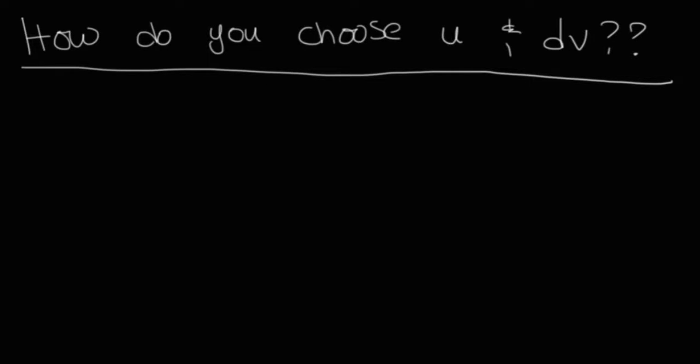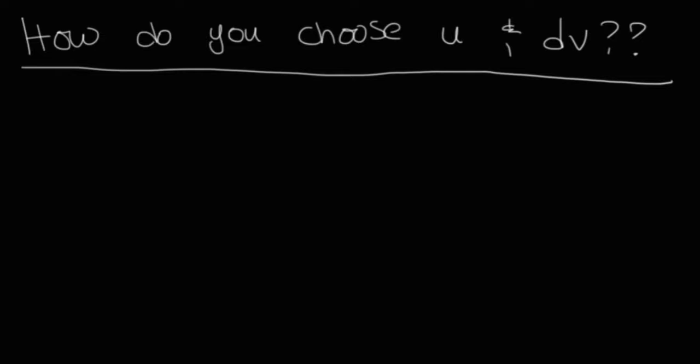Okay, so I promised during the other question that we would go over this. We'd need some sort of criteria on how we would choose u and how we would choose dv, because if you pick the wrong one, you're potentially going to get to a dead end. So you want to make sure that you choose the right u and dv right from the beginning.